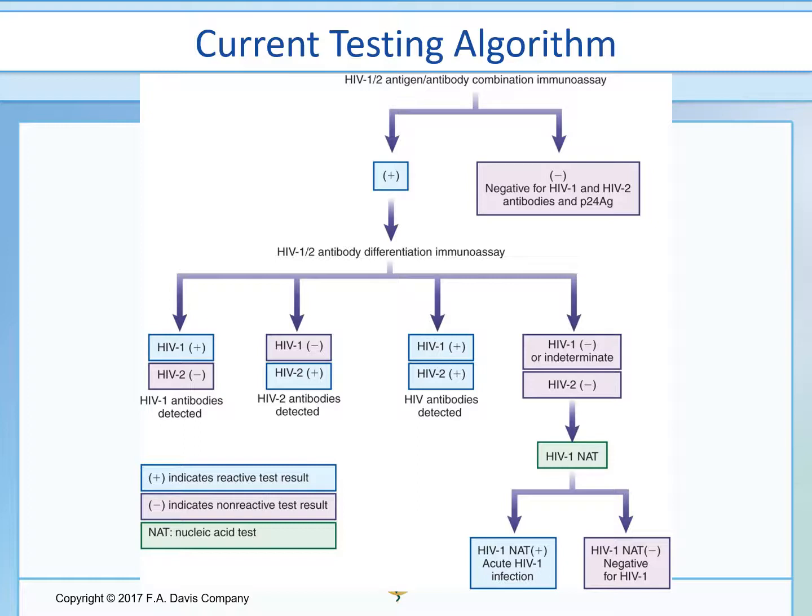With the current testing algorithm, any positive results with a rapid immunoassay that differentiates between HIV-1 and HIV-2 antibodies should be resolved using qualitative nucleic acid testing, or NAT, performed by PCR or transcription-mediated amplification. These results are more accurate and are obtained more rapidly, 15 to 17 days, than with the previous testing algorithm.